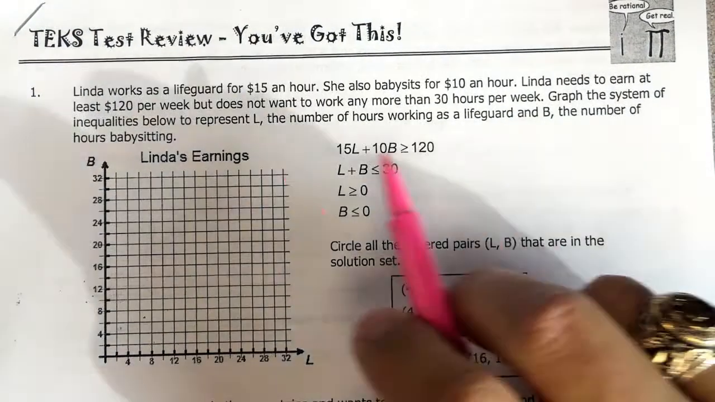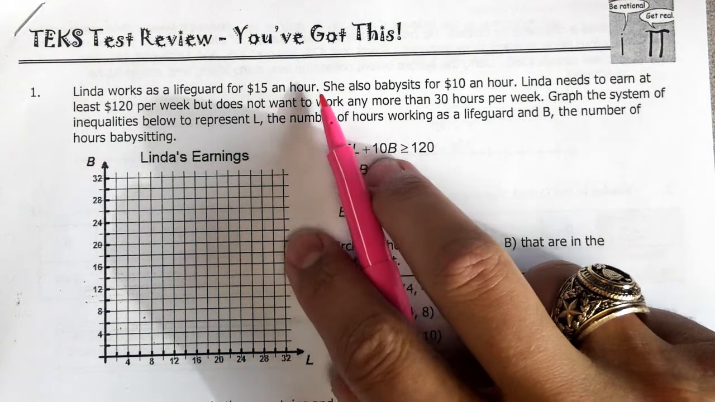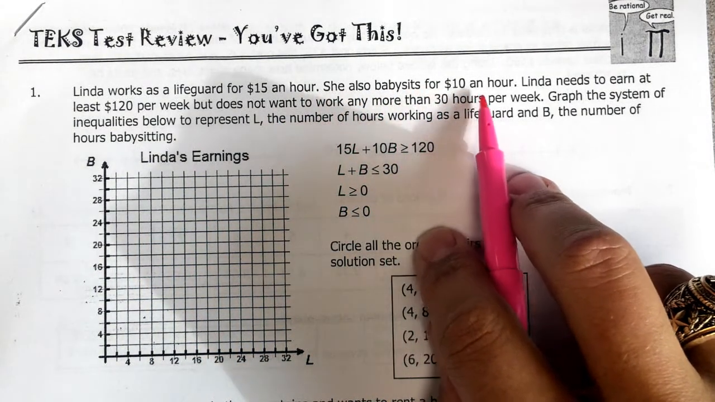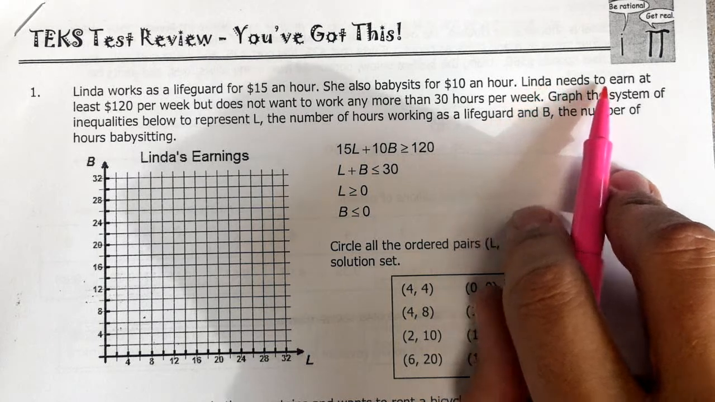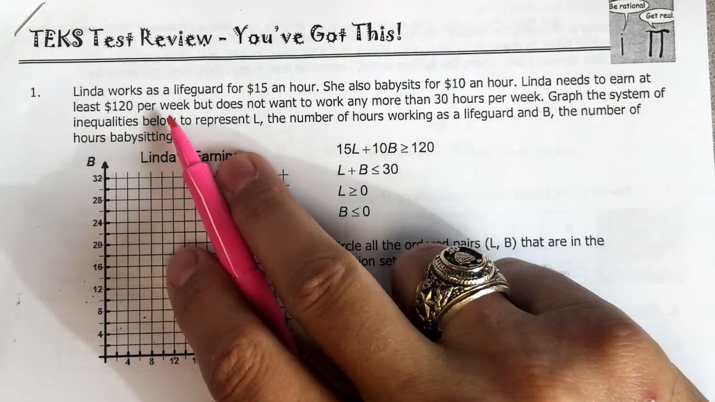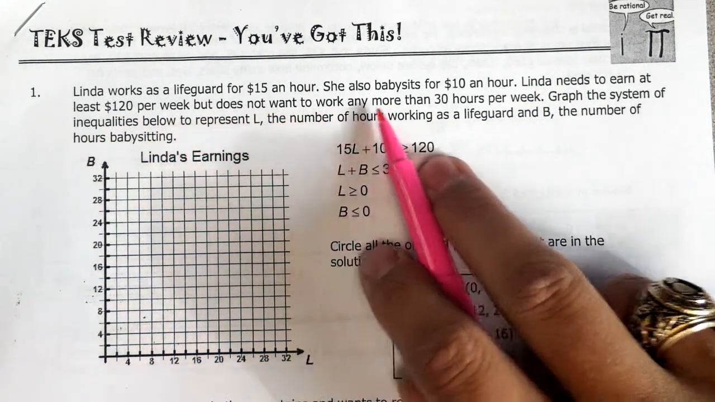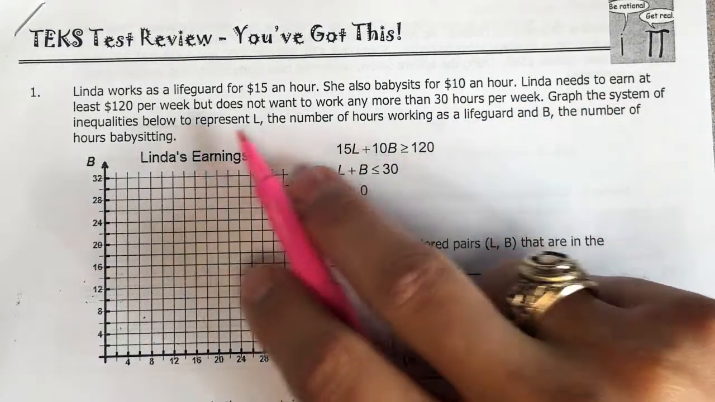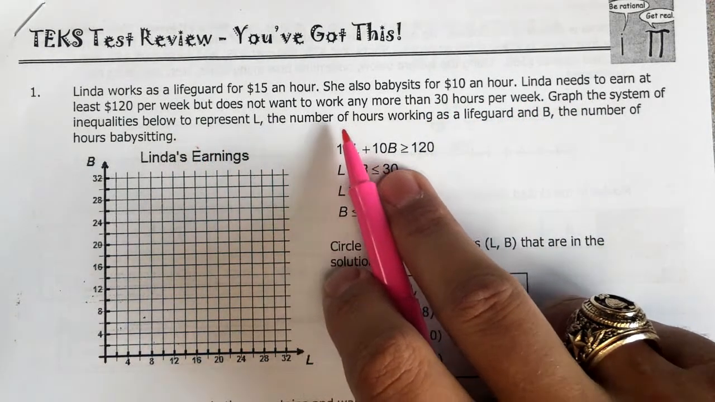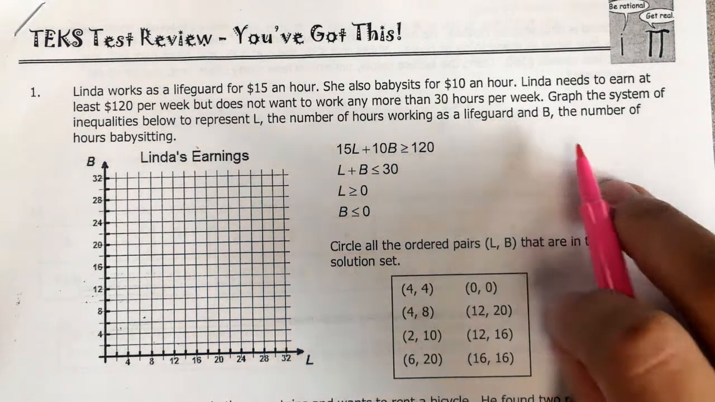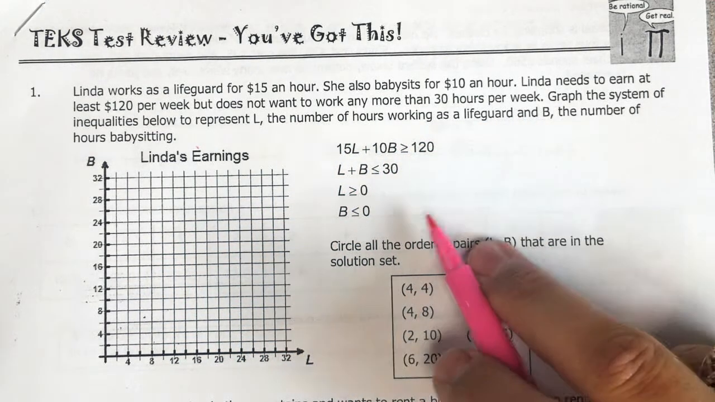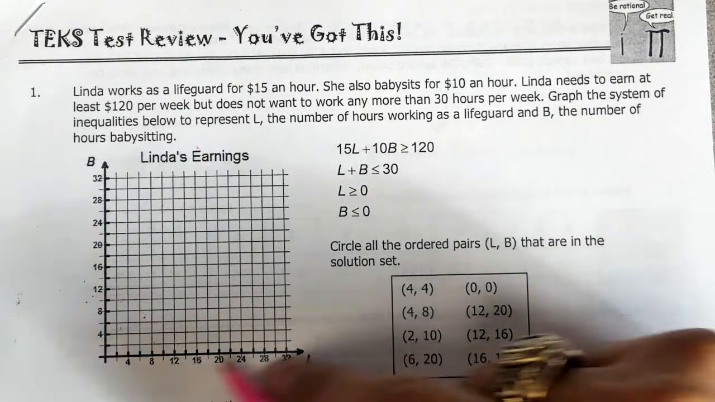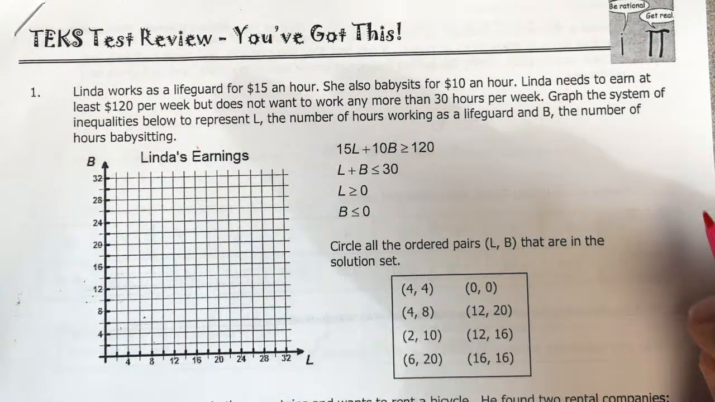Okay, it says Linda works as a lifeguard for $15 an hour. She also babysits for $10 an hour. Linda needs to earn at least $120 per week, but does not want to work any more than 30 hours a week. Graph the system of inequalities below to represent the number of hours working as a lifeguard, L, and B, the number of hours babysitting. So lifeguarding here, babysitting hours here.